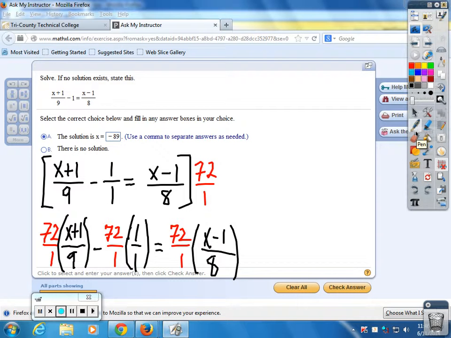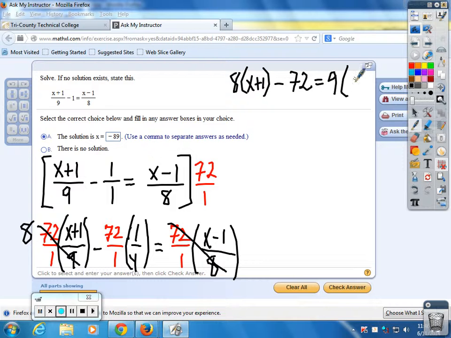And that gives us 72 divided by 9 is 8 times x plus 1 minus 72 equals 9 times x minus 1. 8x plus 8 minus 72 equals 9x minus 9.